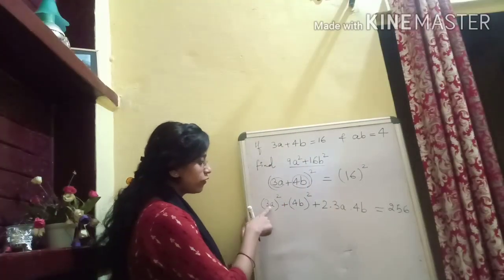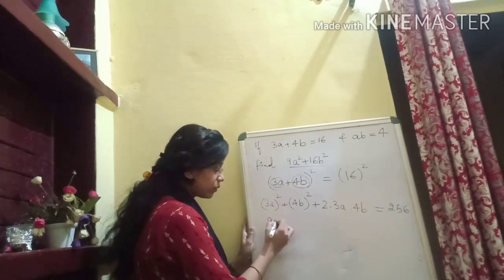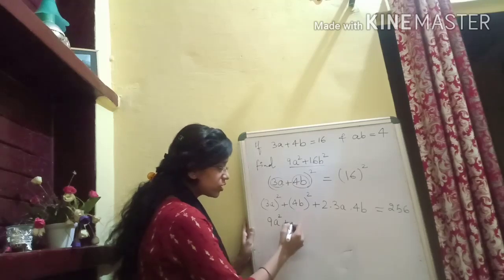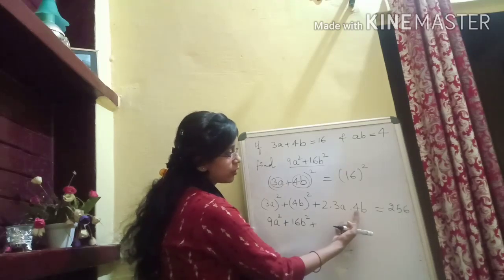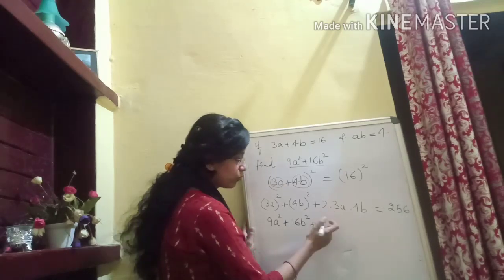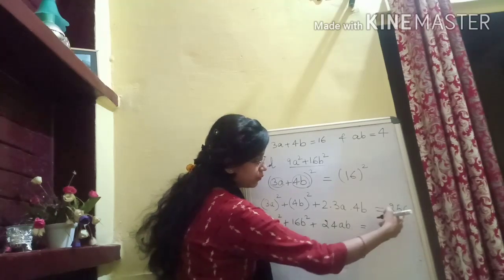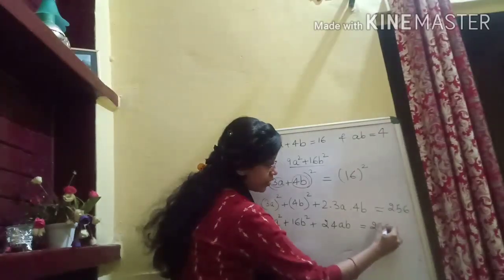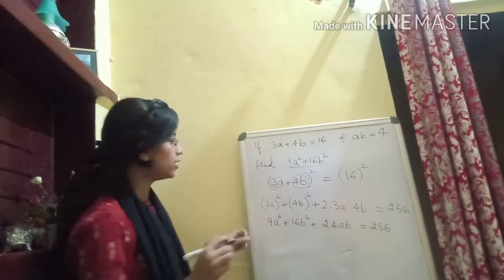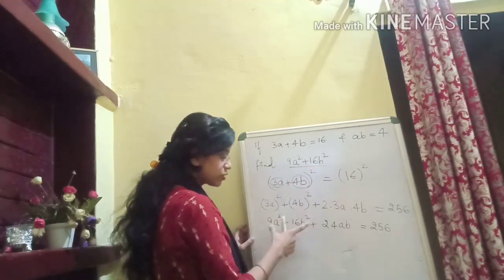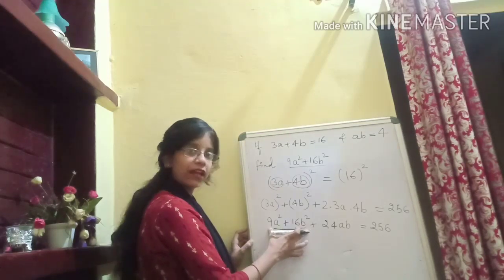Is it clear? Now here we have to square it. 3a square: 3 square will be 9, a square will simply be a square. Here this will become 16b square. Now what will this be? 4 3s are 12, 12 2s are 24, so 24a into b is equal to 256. Is it clear? Now when we square it, we see that 9a square plus 16b square, we are getting it here. That means we keep it like that, and we have to calculate the value of this term.